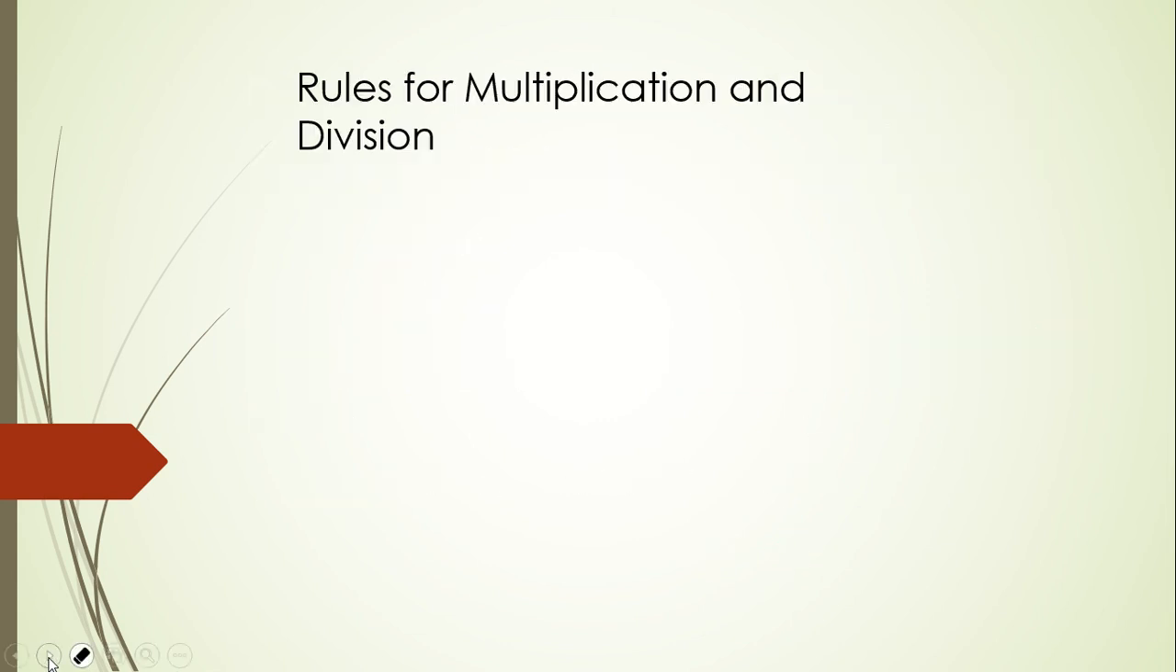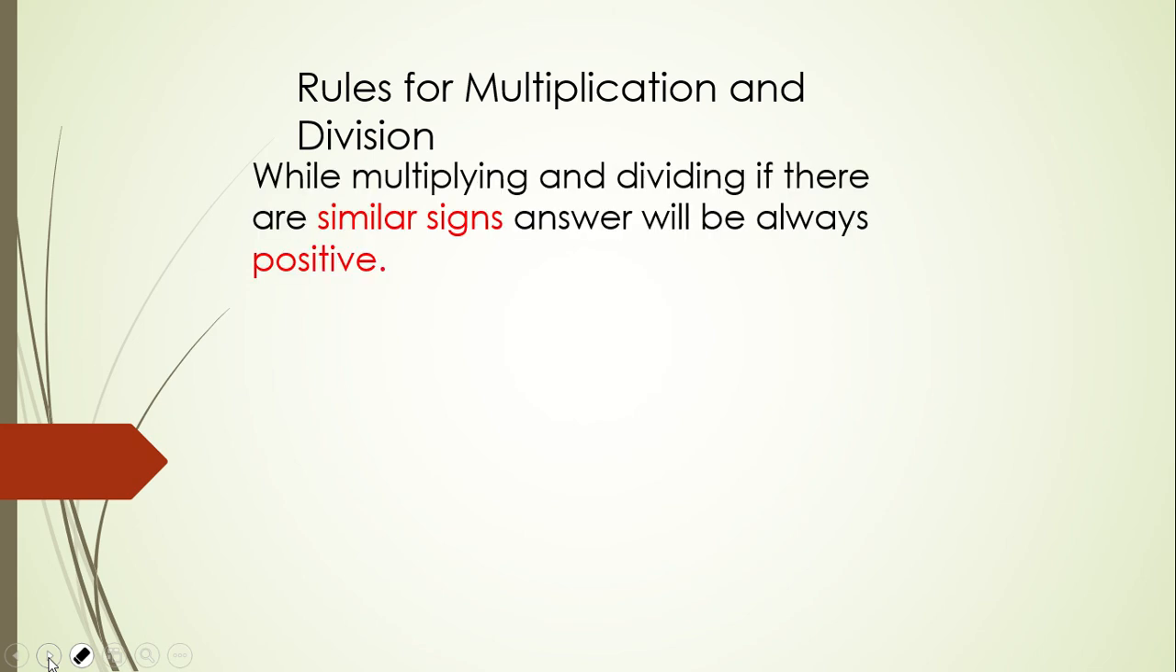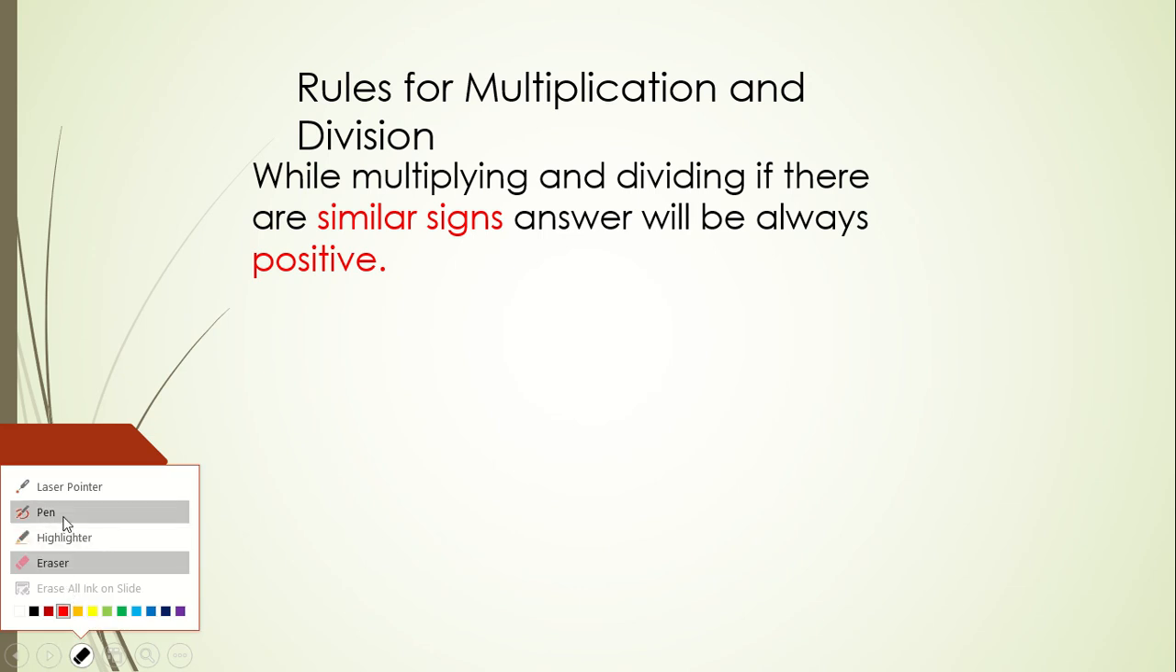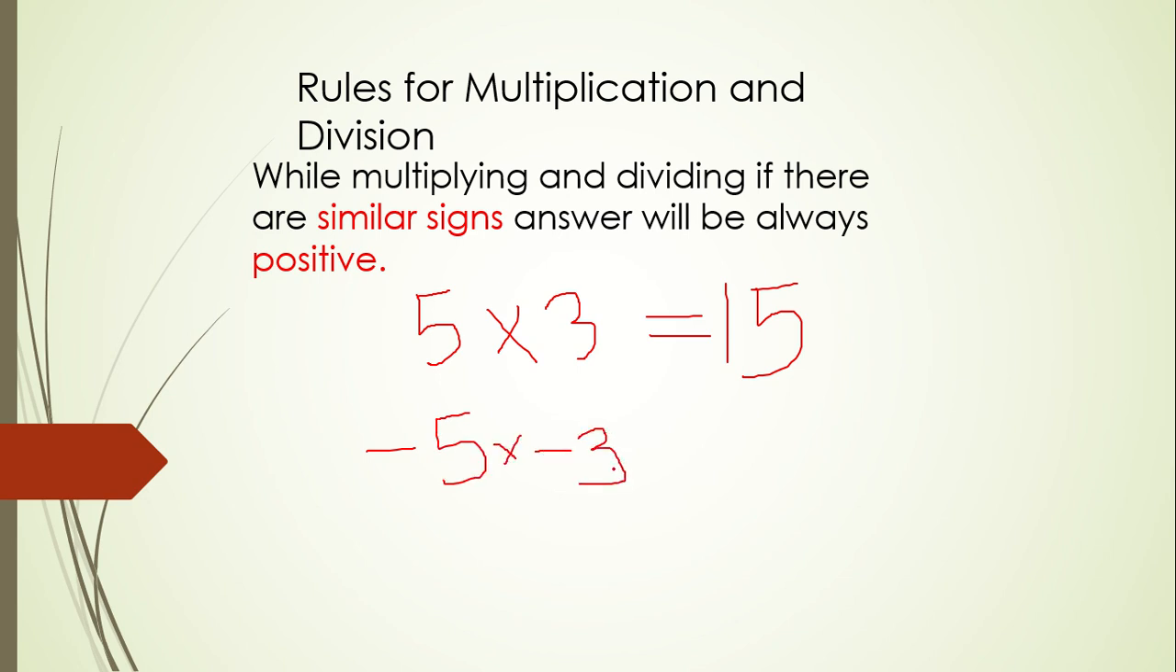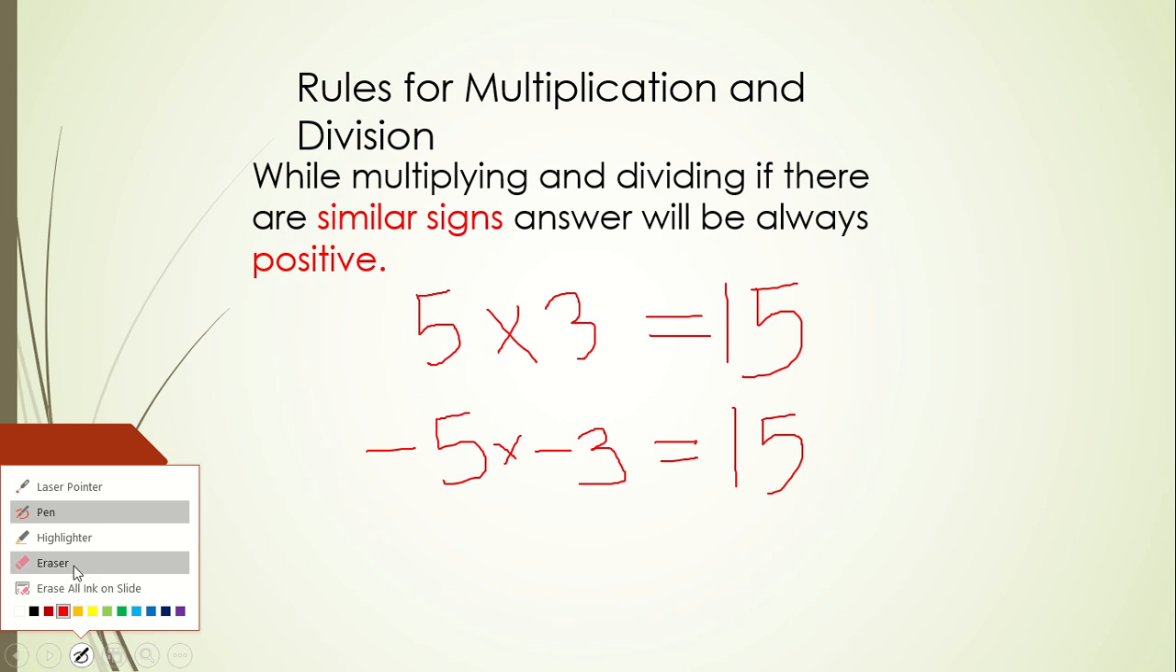Now the rules for multiplication and division are slightly different. While multiplying and dividing, if there are similar signs, the answer will always be positive. If there are similar signs, similar means plus plus, let's say 5 multiplied by 3, your answer will be 5 3s are 15. And even if we have minus 5 multiplied by minus 3, the same rule applies for division also. Minus 5 multiplied by minus 3, still the answer will be positive only.